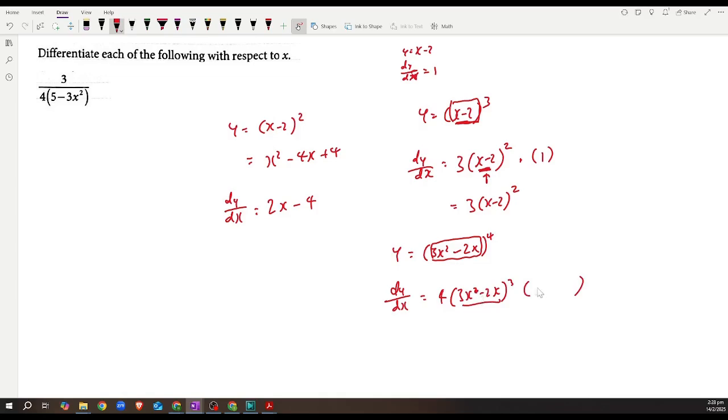When you differentiate 3x squared, you get 6x. You differentiate negative 2x, you get negative 2. Okay, so this is the answer. It's just 4 times (3x squared minus 2x) cubed times (6x minus 2). You can just leave it like that, right?